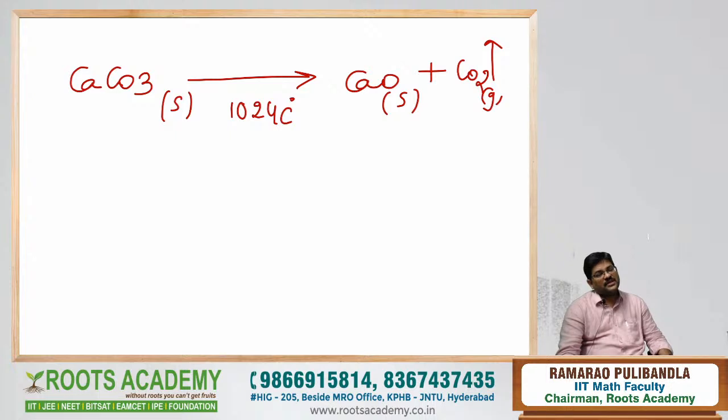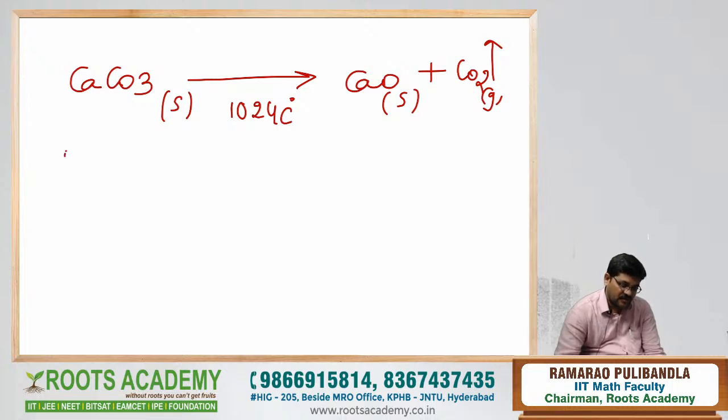What is limestone? CaCO3 is called limestone. Limestone heated to a temperature of 1024 degrees gives rise to what? CaO solid plus CO2 gas. Yes or no? So, limestone on heating.